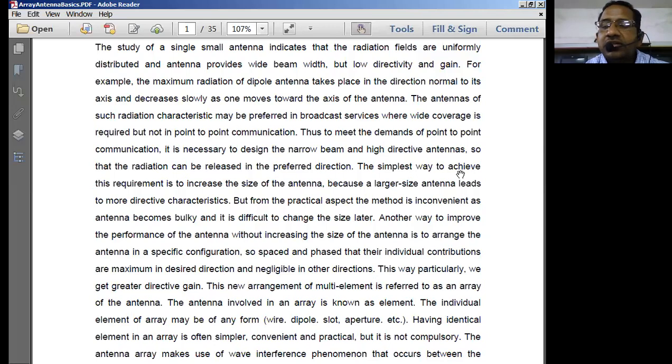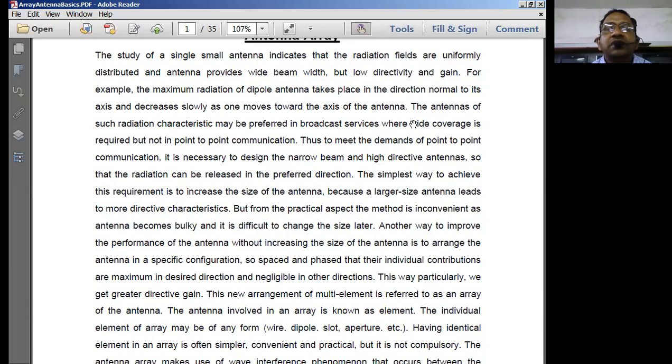Now, what is the reason for going for an array of antennas when we have an antenna? The reason for going for an array of antennas is to get better directivity with high gain. That is why we normally go with antenna arrays. So using a single antenna, what are the major performance bottlenecks of the single antenna?